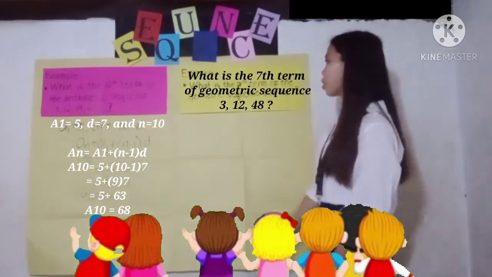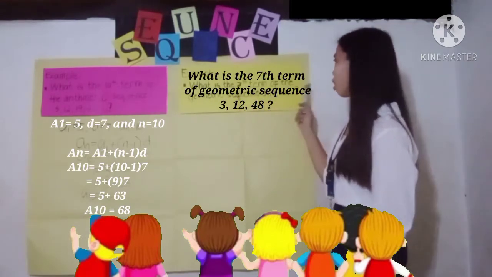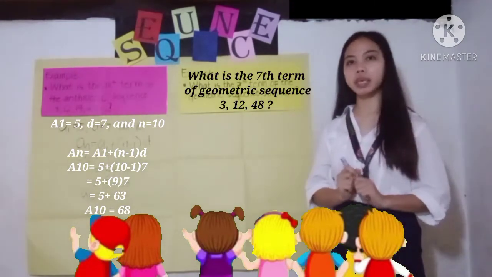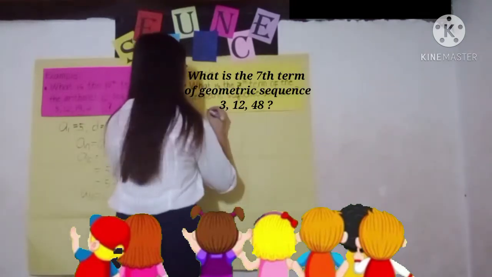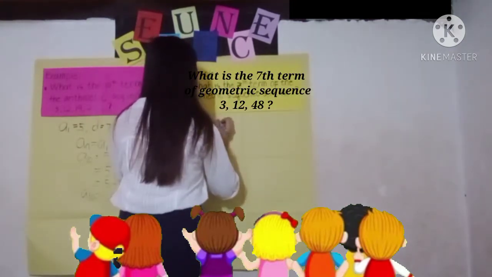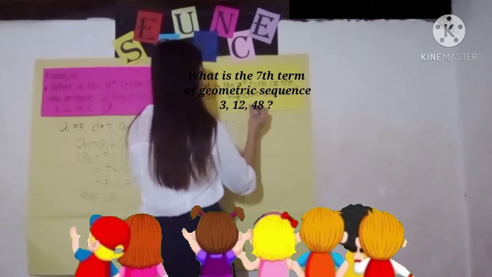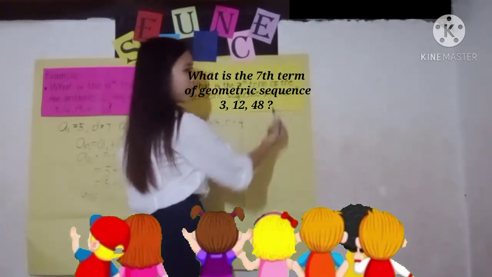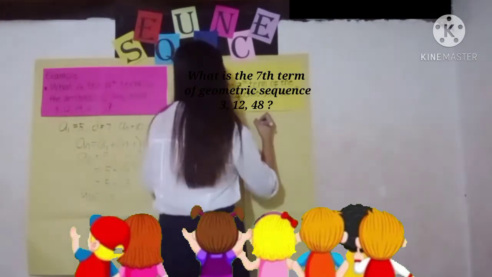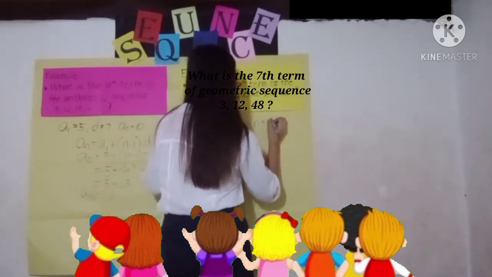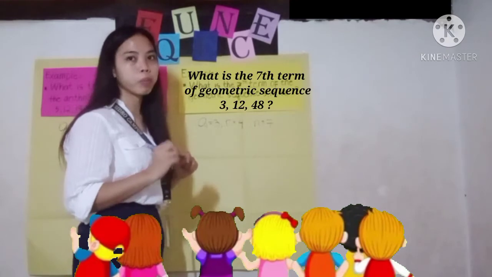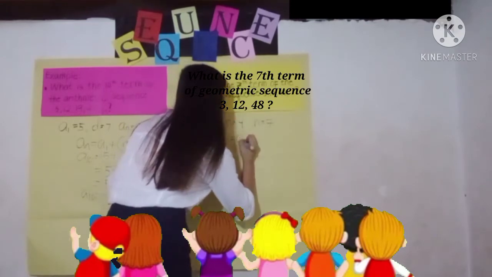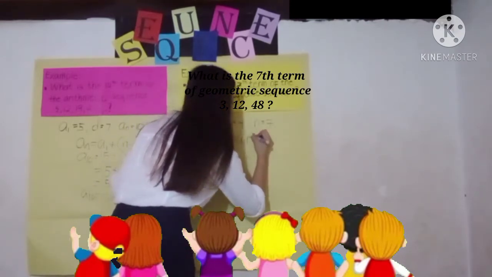What is the seventh term of the geometric sequence 3, 12, 48? Now write the given values. Our a sub 1 is 3, and our common ratio is 4, because 3 times 4 is 12, which is the a sub 2. And our n is equal to 7. Now write the formula of geometric sequence, which is a sub n equals a sub 1 times r raised to n minus 1.